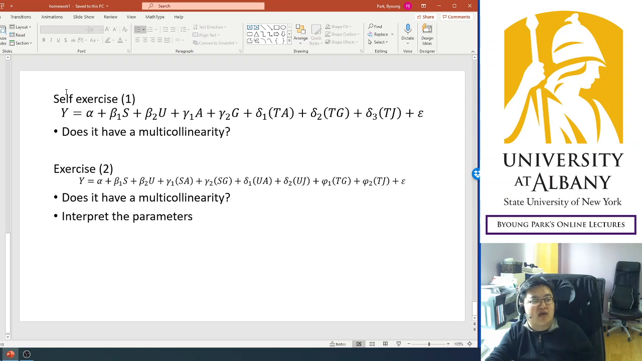Here I will test you. Think about this equation. Is it multicollinear or not? And second, even more complicated, does it have multicollinearity or not? Interpret those parameters. It is very tricky and really interesting if you go deeper into the model.